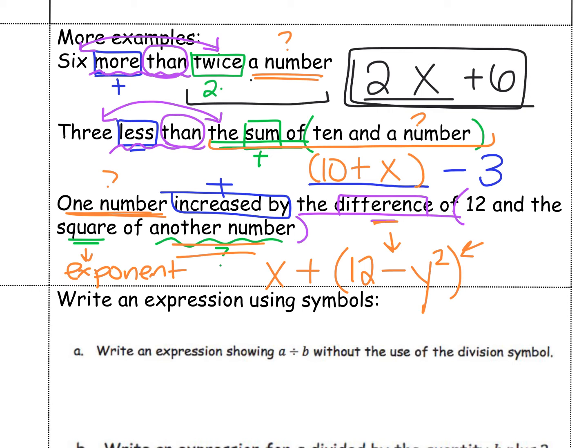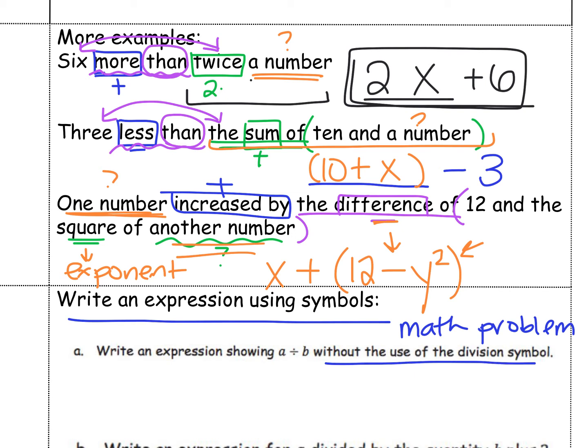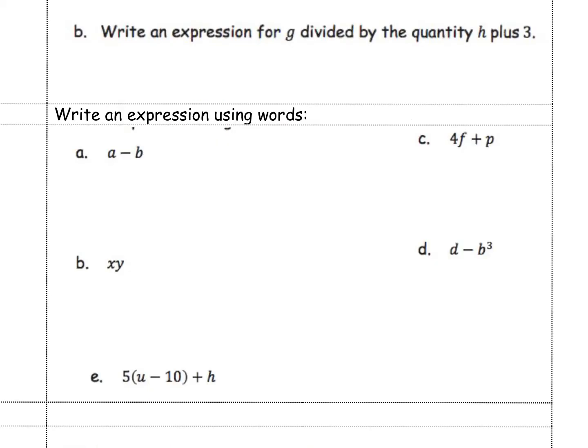Now, down below it says write an expression using symbols. Using symbols means to write a math problem. So write an expression or math problem showing A divided by B without the division symbol. Without the division symbol, that means I'm going to have to write a fraction. The first one goes on top, the second one goes on bottom. So it's going to be A, fraction bar, B. I have my math problem.